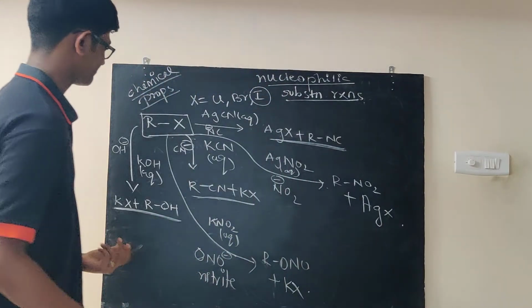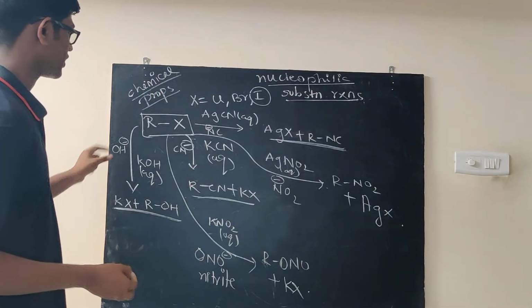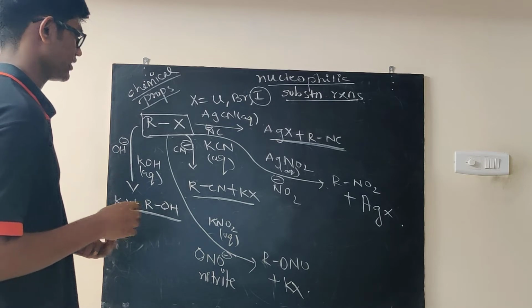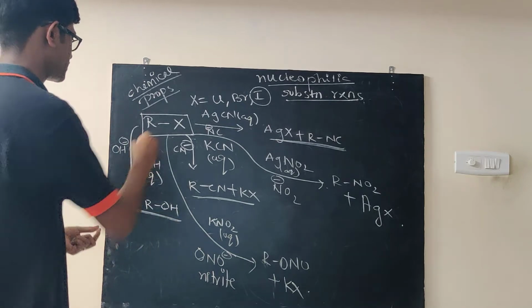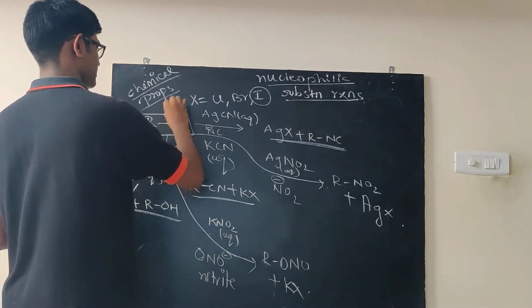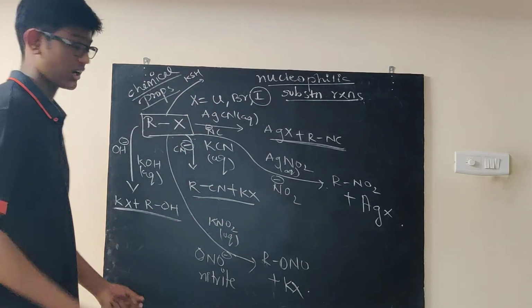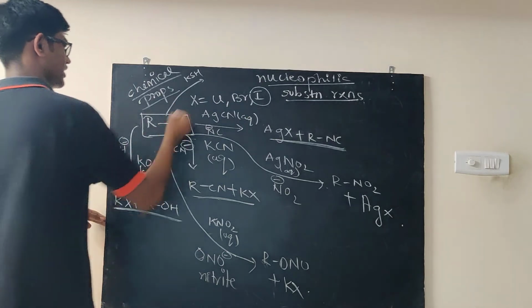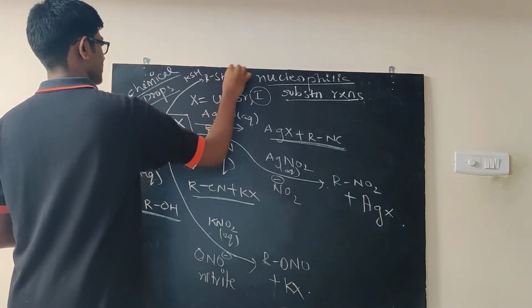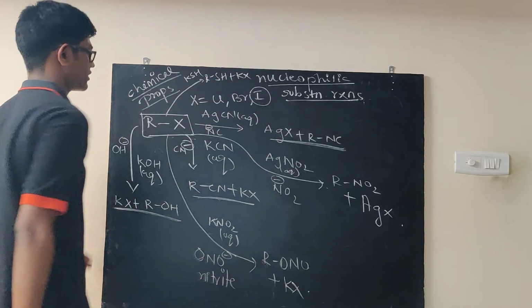Okay, so that's pretty much it actually. These are all your possible nucleophilic reactions. Okay, you still have more. You can react this with KSH instead. So KSH, which is basically a thiol instead of an alcohol. So you get RSH plus KX. So that's also possible.